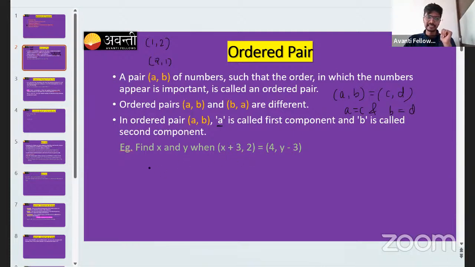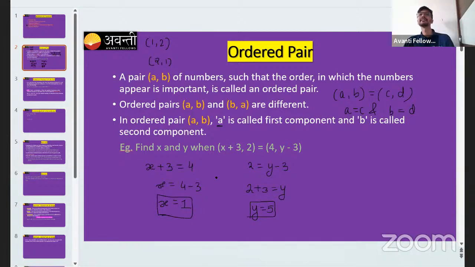From here, the first component is x plus 3, which will be equal to 4. So what will I get as the value of x? x equals 4 minus 3. That means x is equal to 1. Similarly, if we equate the second component, 2 is equal to y minus 3. So 2 plus 3 will be equal to y. So my second component, y, will be equal to 5. This is my answer. Very simple, very easy to understand. x is 1 and y is 5. So I hope ordered pair is clear, very clear.